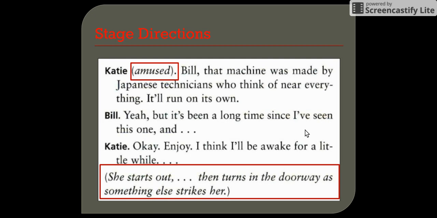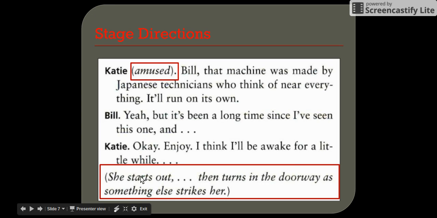So here's an example of stage directions. As you can see, Katie is the actor. This is what Katie is supposed to be saying, but in parentheses, it says amused. So that is the stage direction. So how is Katie supposed to look? She's supposed to have an amused look on her face. So as an actor, when you're reading this, you look to see what's in parentheses and you say, oh, you know what? I need to look amused right here. So that helps the actor, the reader, understand what things they're supposed to be doing.